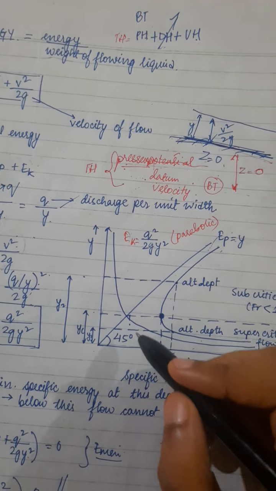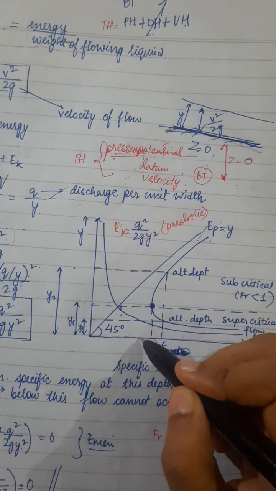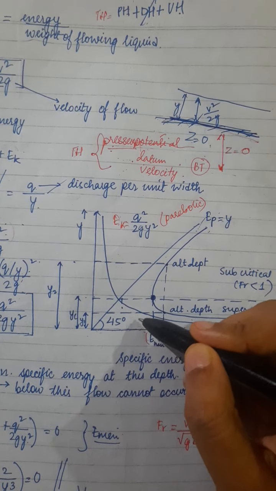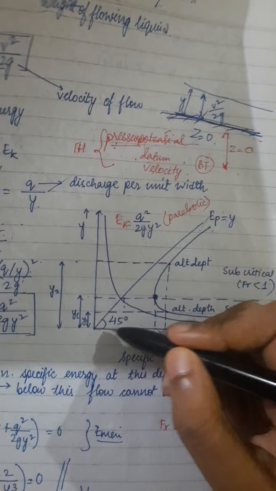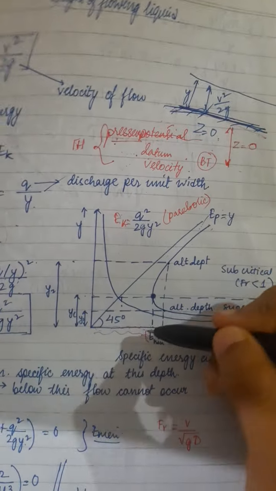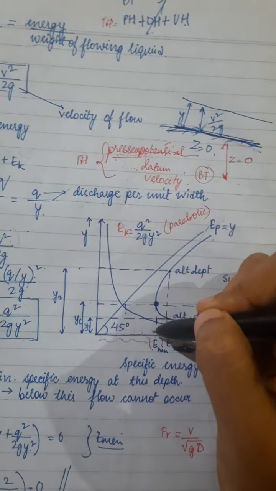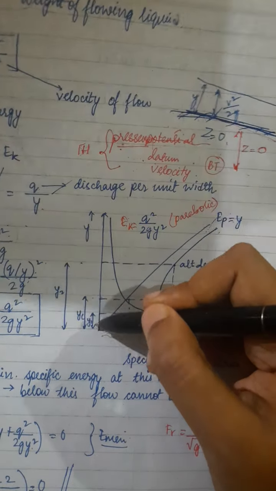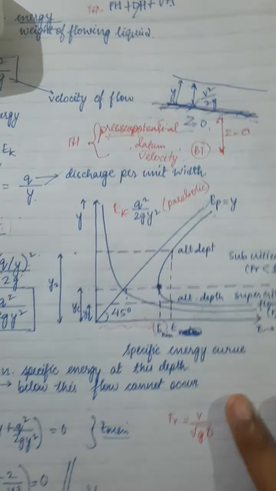Why is it minimum? Because beyond this there will be no energies. There will be no energy, that means there will be no flow, okay. All these values of energy cannot happen. So for this corresponding energy we have a depth associated with it. This depth is called critical depth.